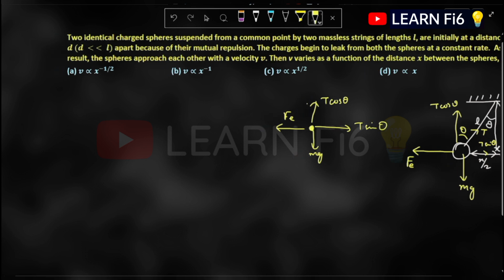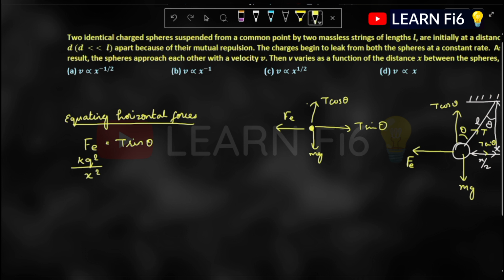Now we can equate the horizontal forces. The electrostatic force is equal to T sin theta. The formula for Coulomb force is k q square by, here the distance between the two spheres is x, so x square, equal to T sin theta. We can take this as equation 1.